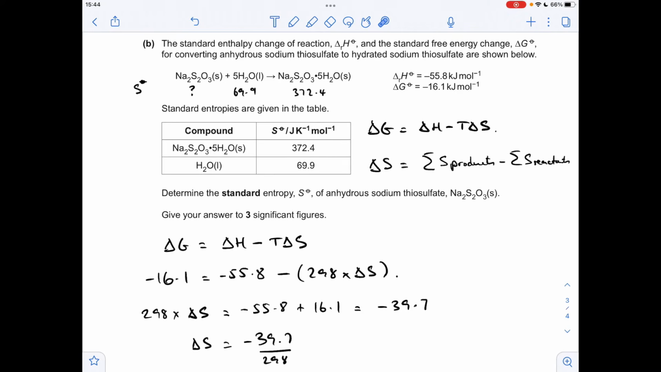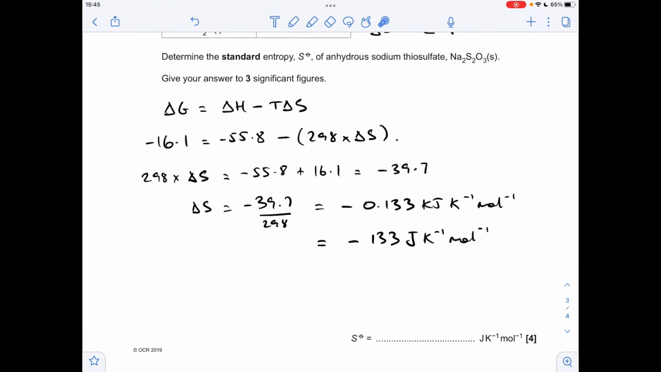So to get delta S, we divide that minus 39.7 by 298, which gives an answer of minus 0.133 kilojoules per Kelvin per mole. The delta H and the delta G that we've used have got kilojoules per mole units, so that's why the kilojoules are there. You'll notice in the entropy values though we've got joules per Kelvin per mole, so we need to turn this value into joules per Kelvin per mole. So obviously we do that by multiplying by 1000, so the delta S is minus 133 joules per Kelvin per mole.